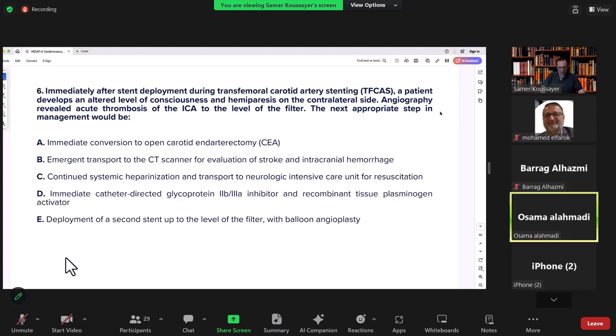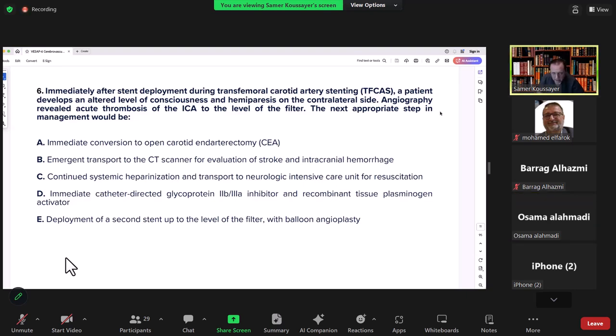Continued systemic heparinization and transport to the neurologic intensive care unit for resuscitation. As mentioned in the question, there is already thrombosis, so this will not solve the issue. Because it's acute, right? Yes, it's hours, like any acute stroke, less than 4 hours, it just happened now. It's the time for TPA or catheter-directed thrombectomy. So it's not a time for conservative management. So this is wrong.